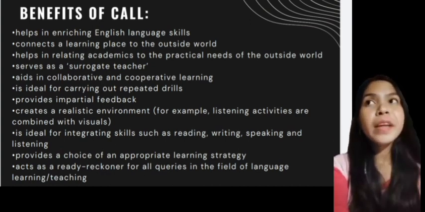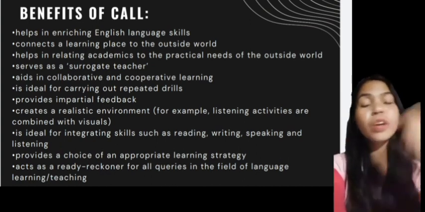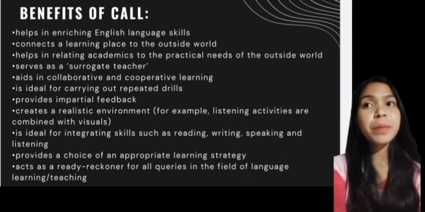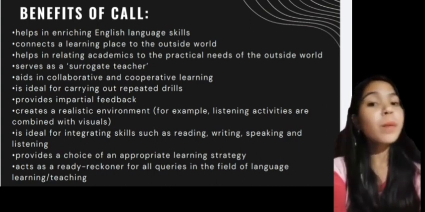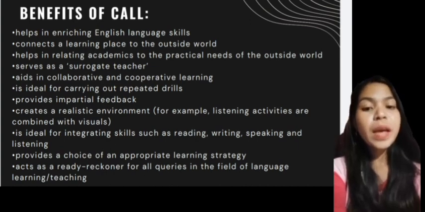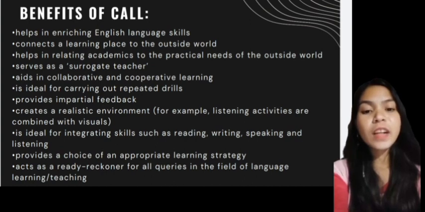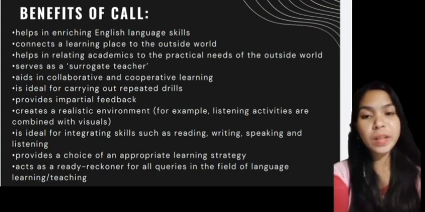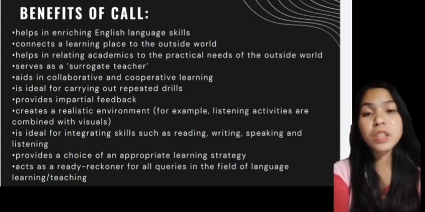Could cooperate or socialize with other persons so that through their curiosity they were able to ask something from it, and also they would collaborate with other students. And the sixth one we have is ideal for carrying out repeated drills, and provides impartial feedback.